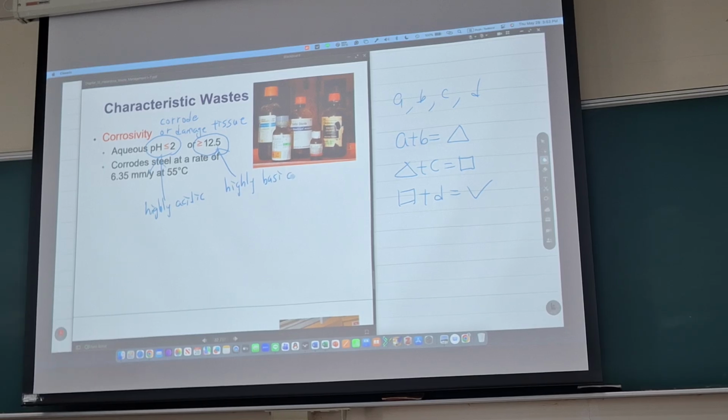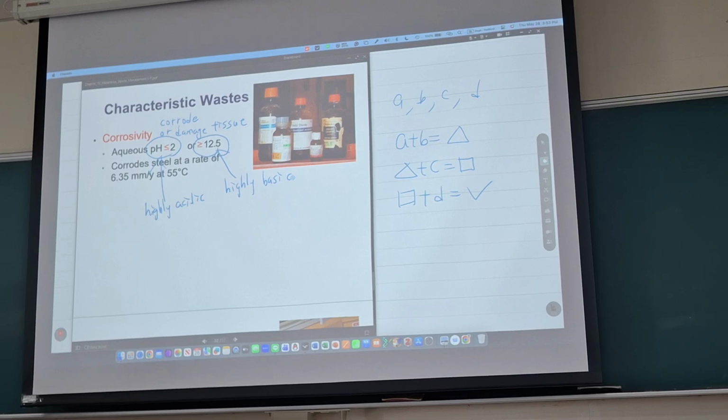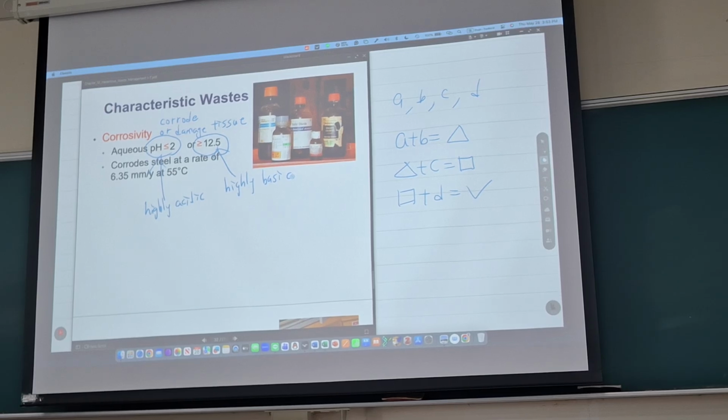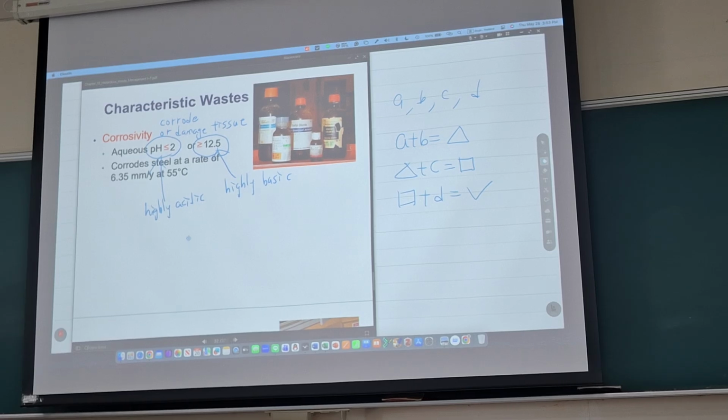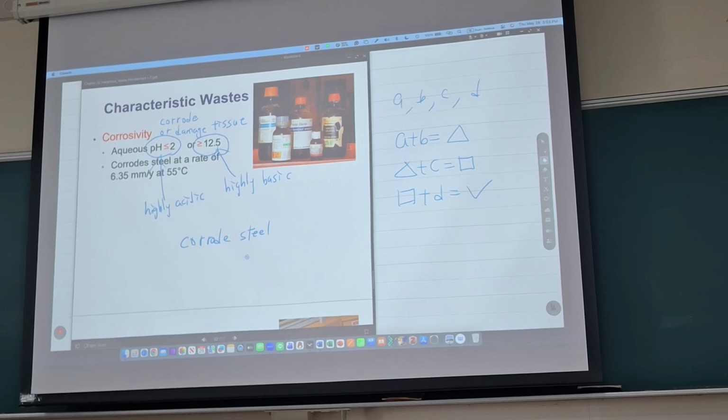If you touch it, you need to use water to flush. Otherwise, it will eat your flesh. You will see your bone immediately. Okay? They can even corrode steel. Why not corrode your flesh?